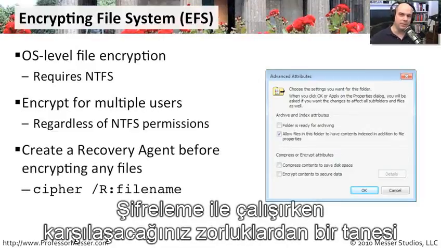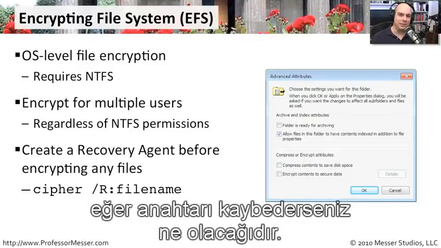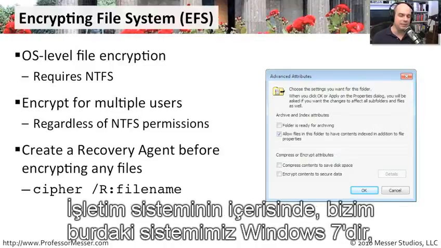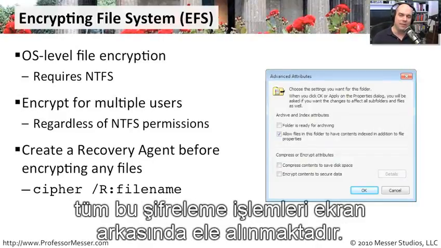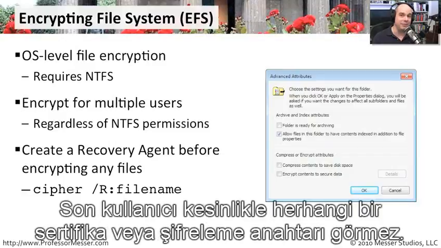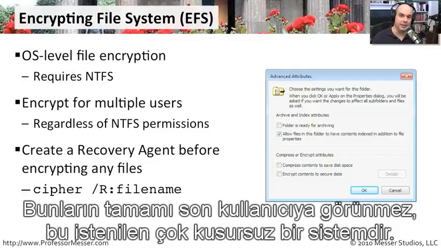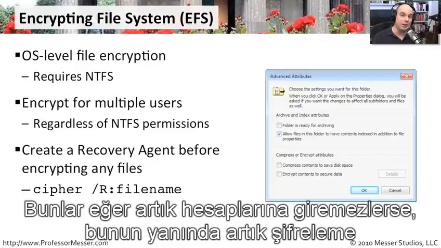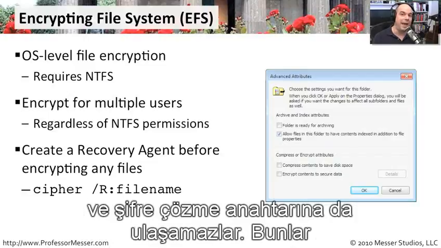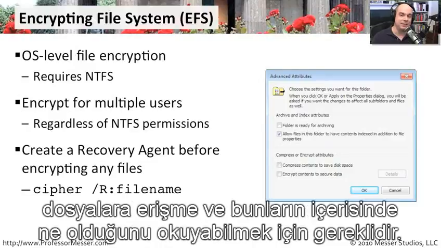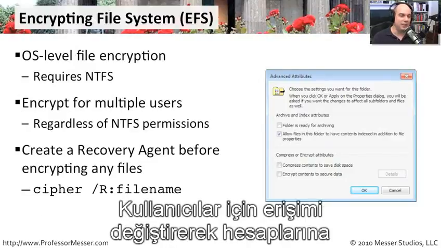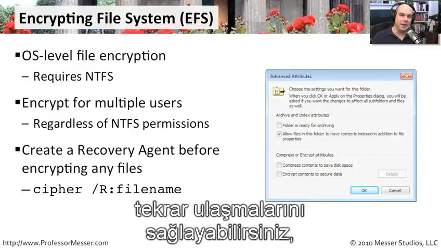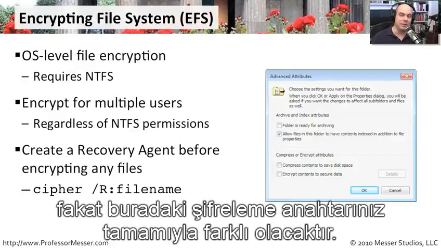When you're working with encryption, one of the challenges you have is what happens if you lose the key. Inside of the operating system, Windows 7 is handling all of that encryption chore behind the scenes. The end users really never see any special certificates or encryption keys. It's all invisible to the end user, very seamless, which is what you want. The problem, however, is that if a user happens to forget their login, they no longer can get into their account. Therefore, they also can no longer access the encryption and decryption keys necessary to access the files and be able to read what's inside of them. You can't simply change access for a user, have them get back into their account and have access to the keys. It will all be different at that point.